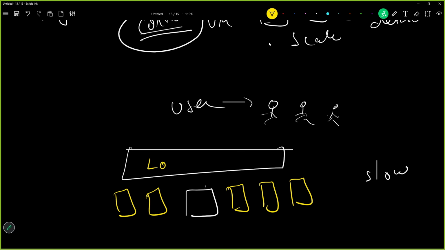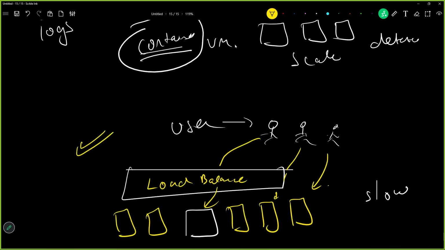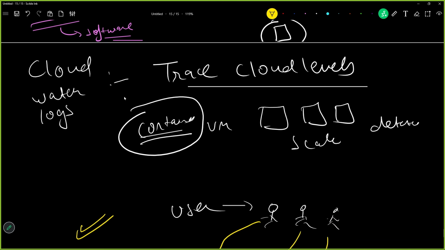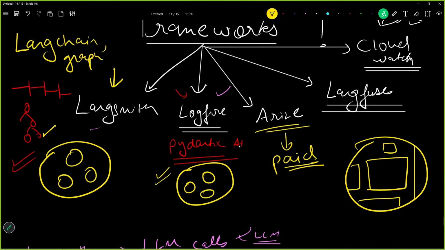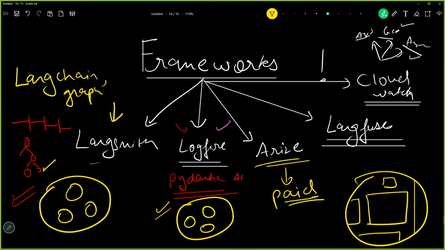And here we have something called a load balancer. The load balancer will decide how much traffic will be sent to which machine. Load balancer will take care of that. So what I'm trying to tell you is, when you want to check these cloud level operations, that is when you use CloudWatch logs, right? And this was the whole concept of observability.